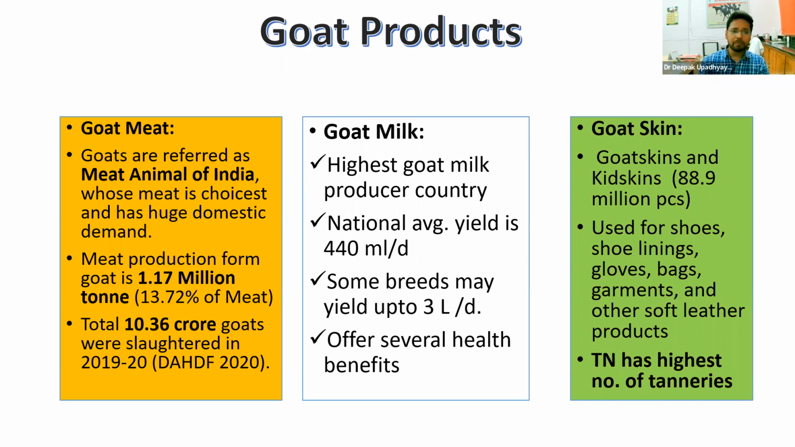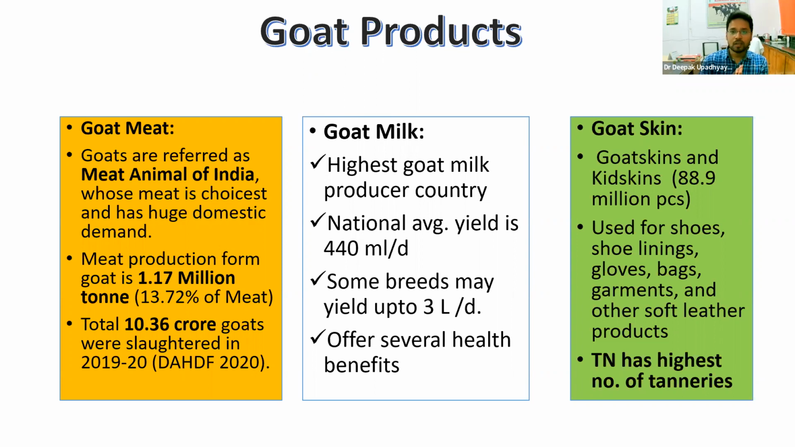And a total of 10.36 crore goats were slaughtered in 2019-20. You see, the total population is 14.88 crore and 10.36 crore goats were slaughtered in 2019-20. So even after this much slaughter, the population is still increasing. Goat meat, as we have talked, has a very good nutritional quality also. It has less cholesterol, a lower fat percentage, and it is the choicest as it is delicious in nature also.